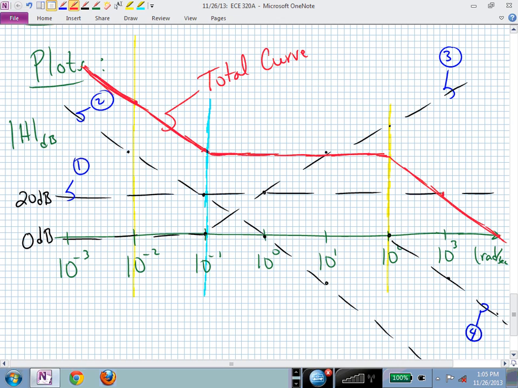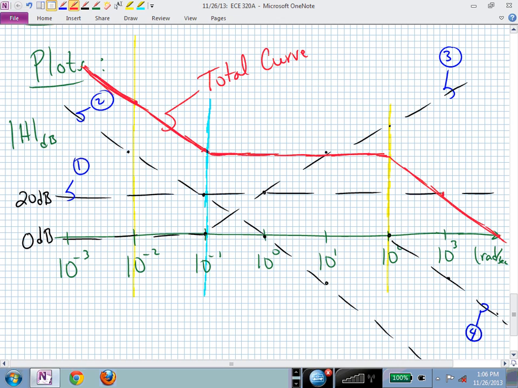You're going to have to know how to sketch these. Yes? Why is the line flat? The red line is flat because I have my pole at the origin, that number 2 line, that's producing minus 20 dB. And the number 3 line at that point is producing plus 20 dB. So now I have minus 20 plus 20, they cancel in slope, and I'm now not sloping because I have two factors that are both active at that point. One's down, one's up, so now I'm flat.